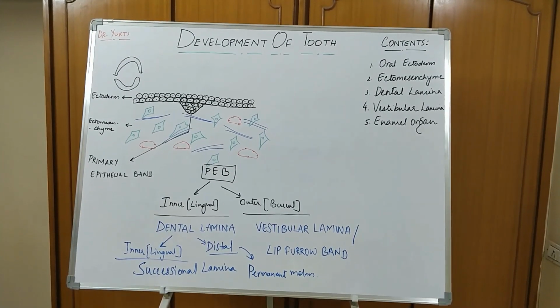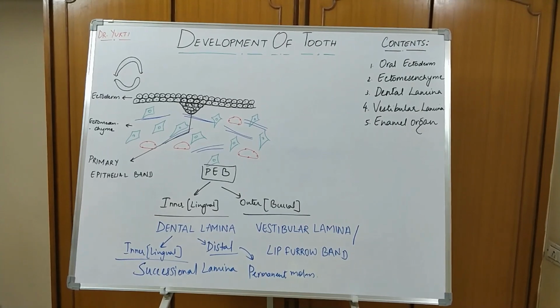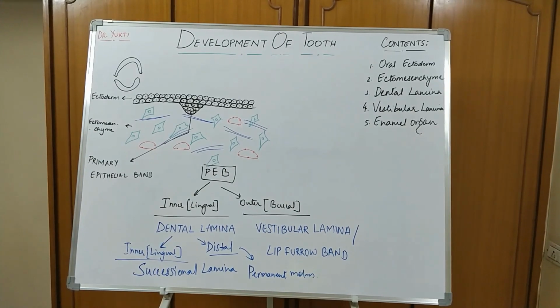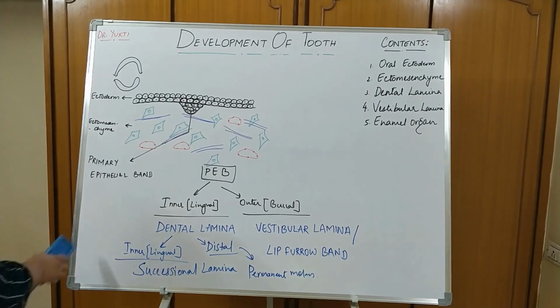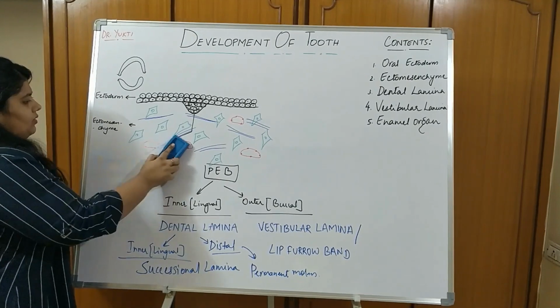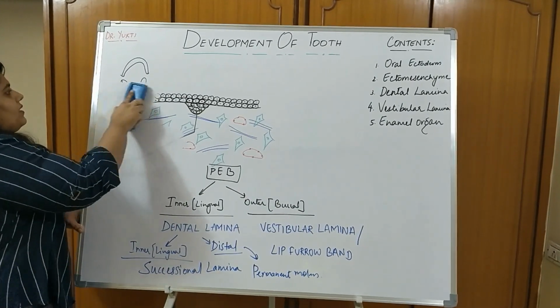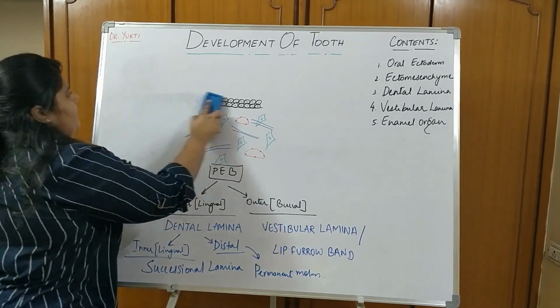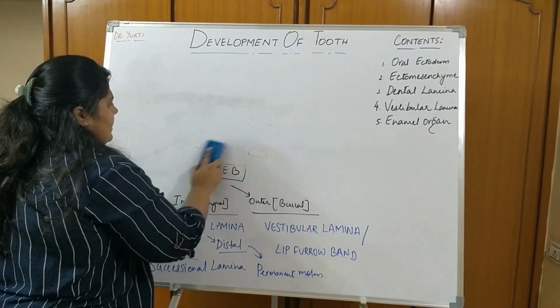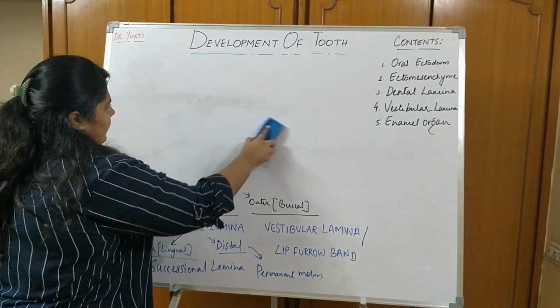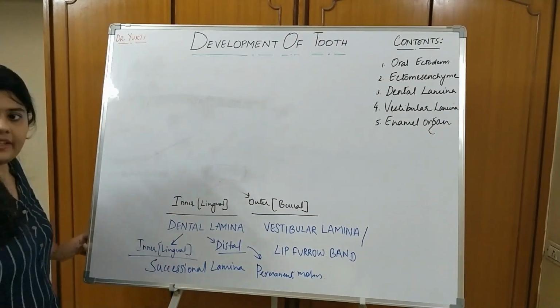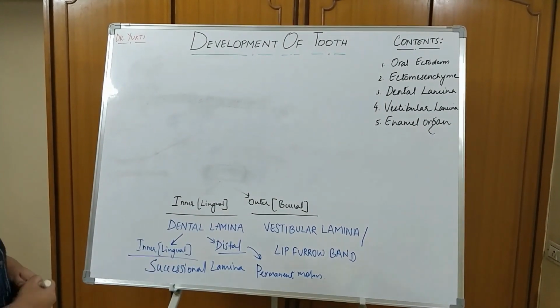Right. Now we have talked about the dental lamina and the vestibular lamina. What happens to this dental lamina after the tooth is formed? Does it stay forever? No. Why does it have to? Its function is to form the tooth. It has formed the tooth. Now what happens? Once the tooth development initiates, this dental lamina will degenerate. Right? This dental lamina will degenerate.